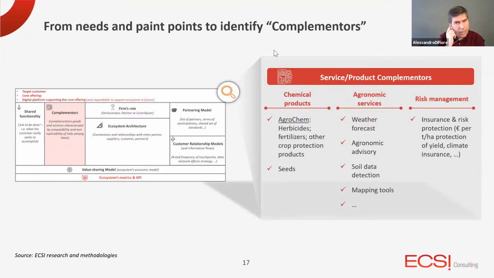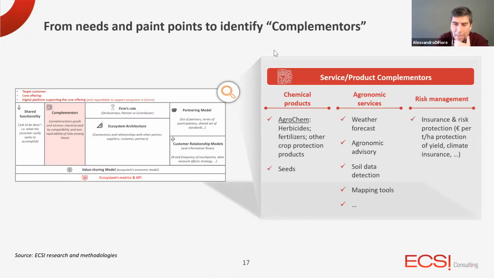But then you start to say, okay, for maximizing yield, I really need to have in my ecosystem someone else, not us, offering weather forecasts, agronomic advisory services, soil detection, mapping tools, and a number of other agronomic services. And maybe I also need complementors offering risk protection and insurance. It can be typical climate insurance, or maybe someone able to innovate and offer an insurance and a protection which guarantees a minimum yield.